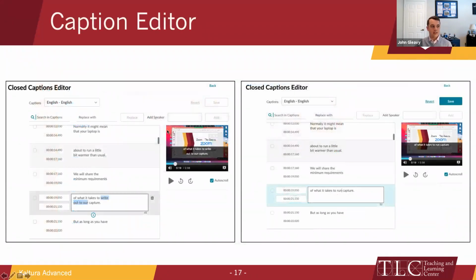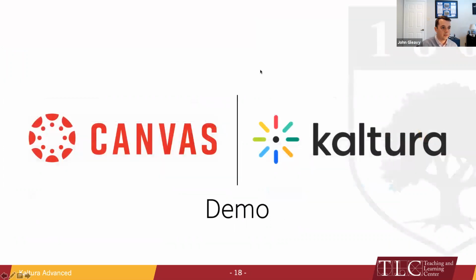And from there, and this is just an easier way of me showing before and after the user interface, we'll be able to look for particular words. So say originally it said "of what it takes to write out our capture." I was talking fast. It was supposed to say "of what it takes to run capture." I can just find the words, highlight them, and type whatever new text I needed. For whatever reason, if I wanted to, I could even do this fine tuning down to the millisecond of when that caption appears on screen. So let's dive back in.